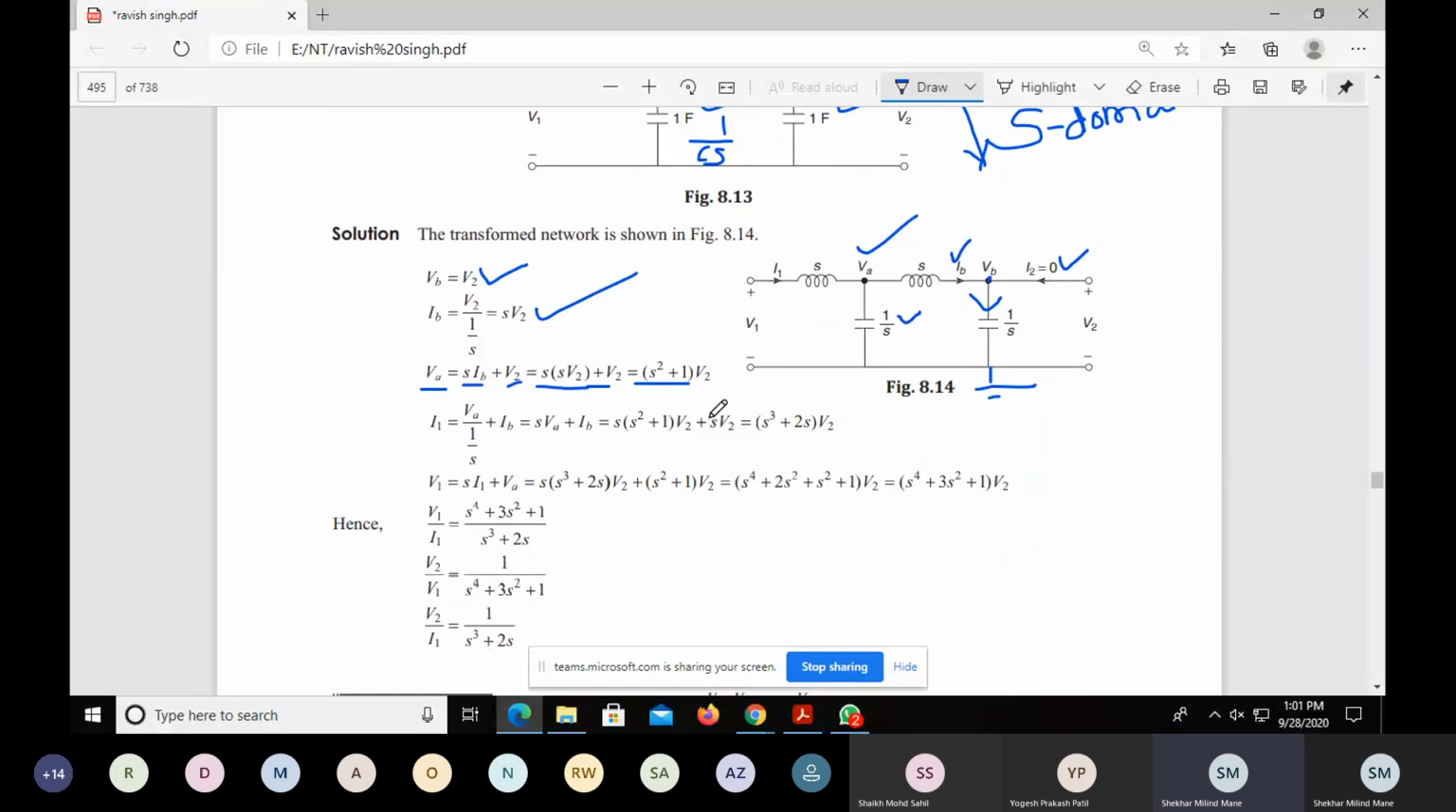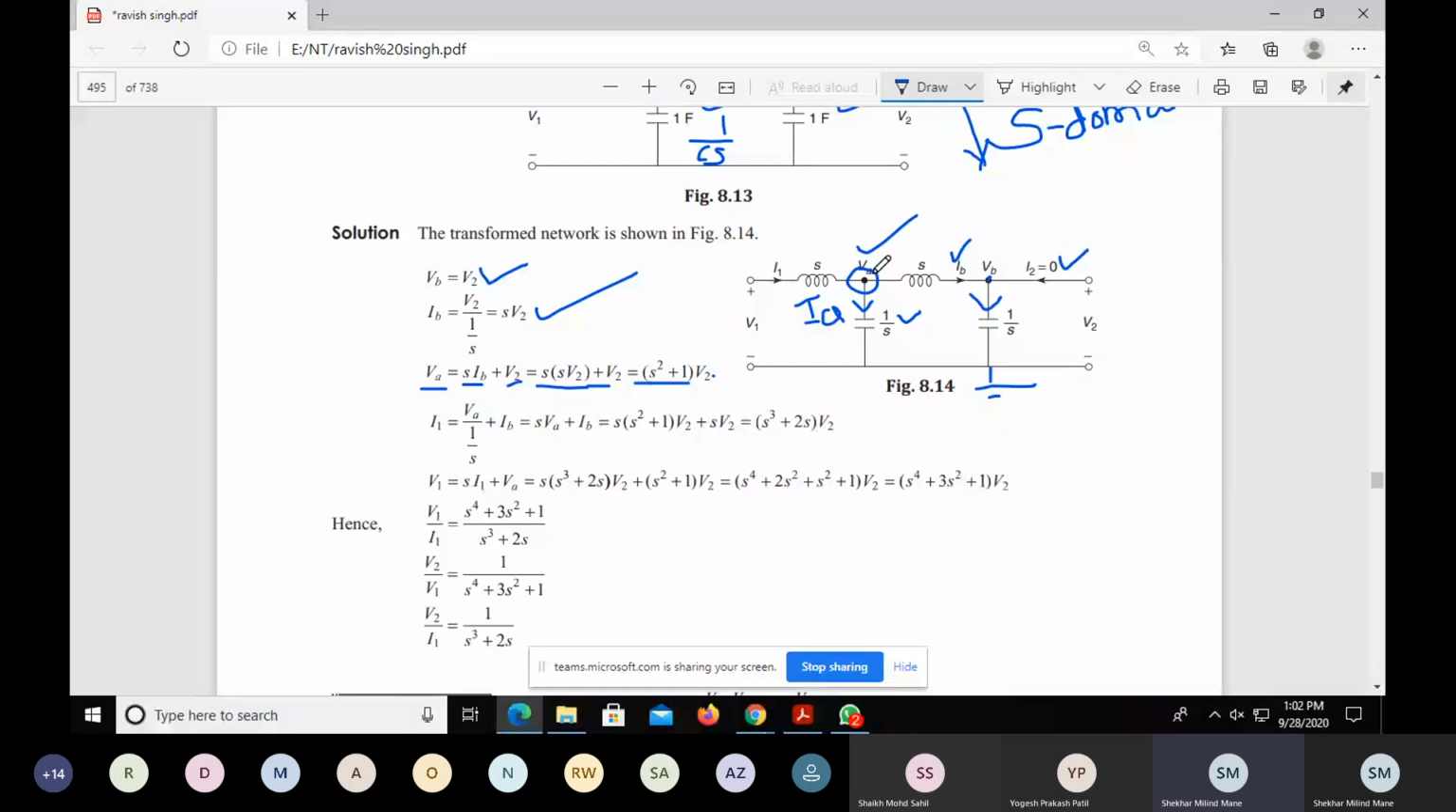VA in terms of V2. Now, in the similar way, for I1 you have to apply KCL here. This is one current flowing through this, so let's say this is IA. Then we can write I1 is equal to IA plus IB.